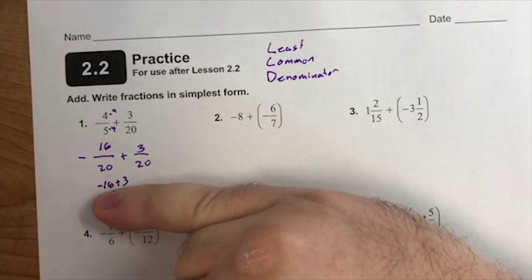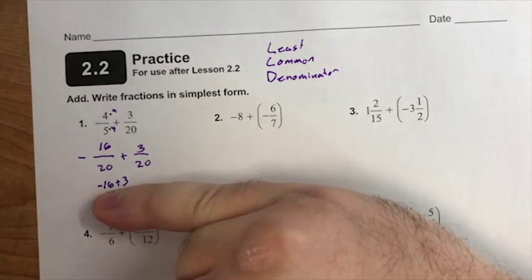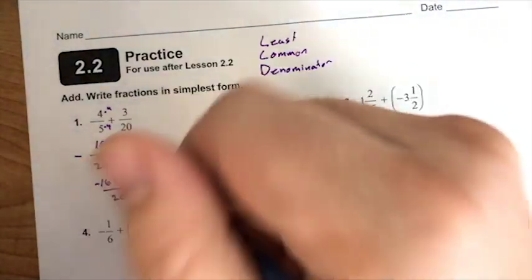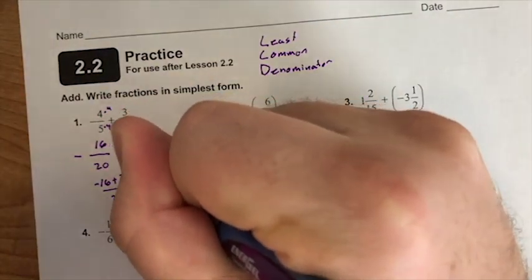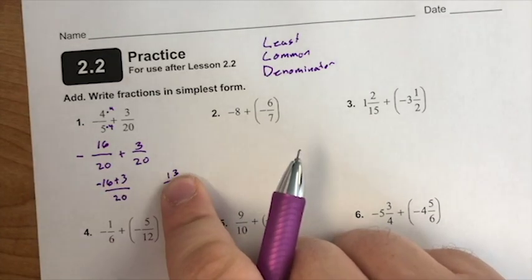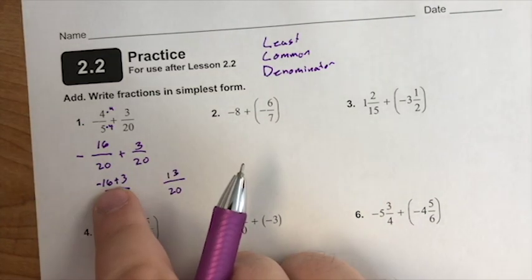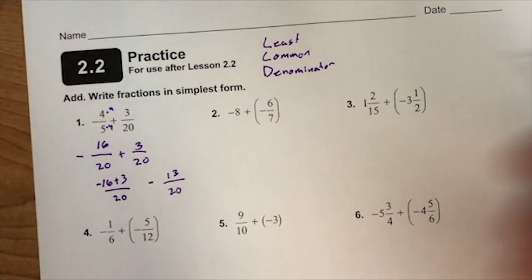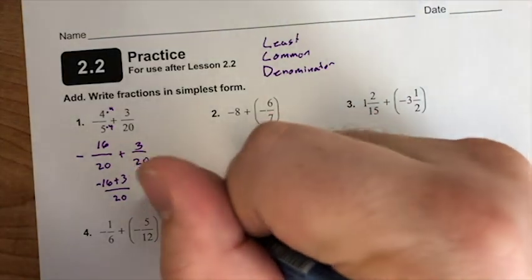What's negative 16 plus 3? Since I have two opposites, one negative and one positive, I know I'm going to subtract. 16 minus 3 is 13, over 20. The issue, though, is whether this is a positive 13 or a negative. Negative 16 has the greatest absolute value, so my answer would be negative 13/20.